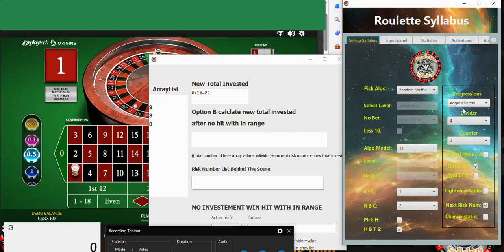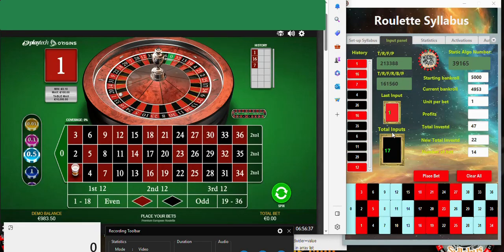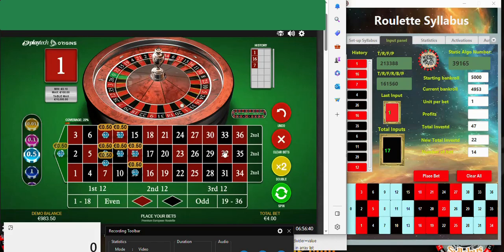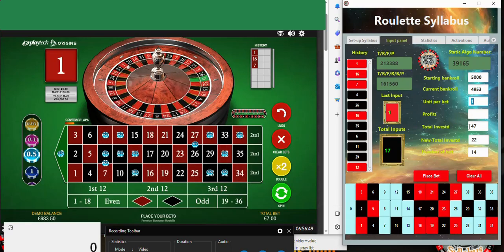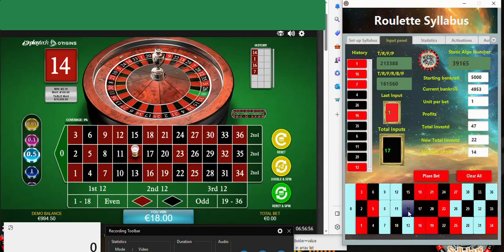So I go. I place my bet, right? You see, I'm still placing 1 unit because $1 here, 50 cents here, all the same. Total invested now is what? 46, 47. I spin. 14. I won. Good. Now let's go. I rebet again.